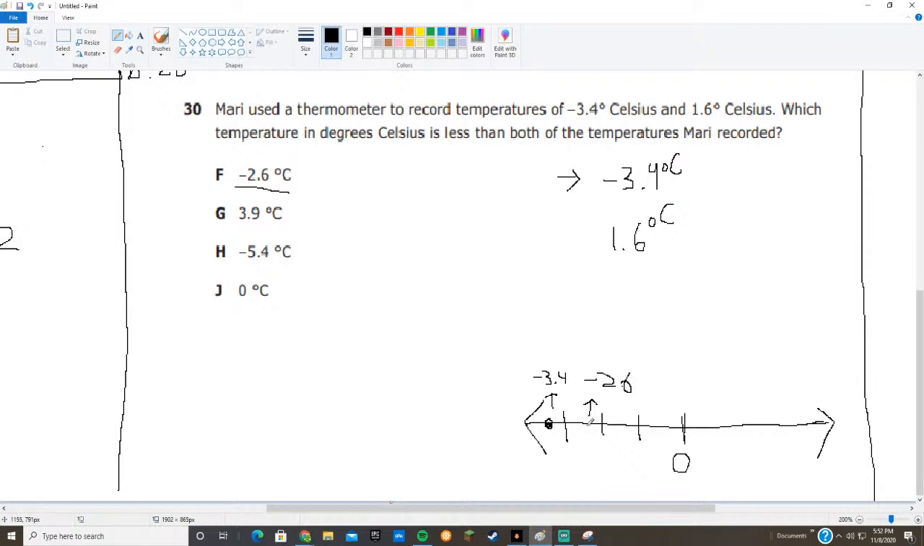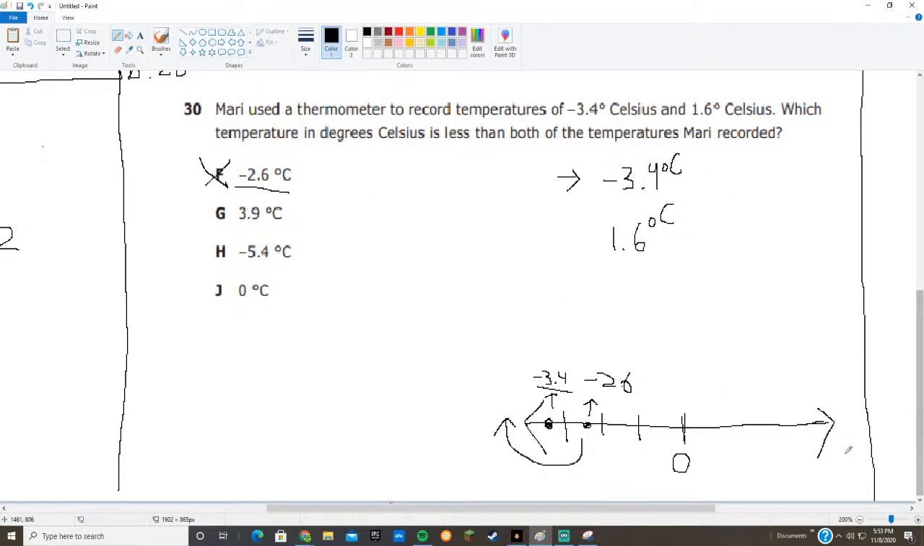So is this value less than this value? That's not true. If it was less, it would be more down here, more left on the number line. So we can say F is not our answer. And then, of course, we're just using the process of elimination here, and we can move on to our next choice. 3.9 degrees Celsius. Is that less than negative 3.4?